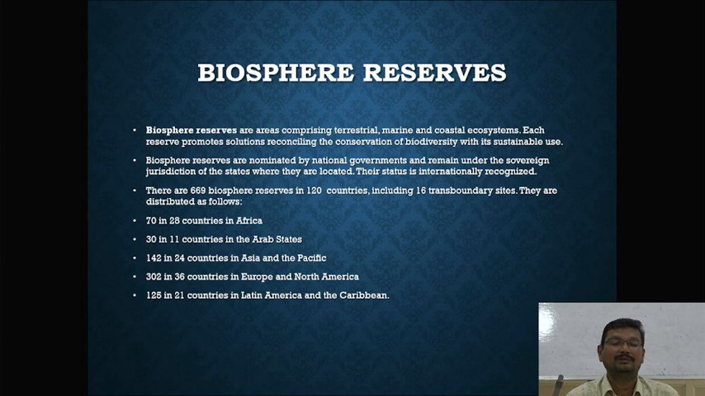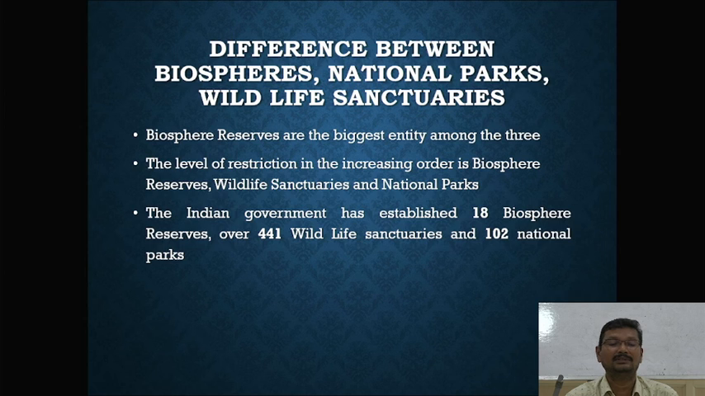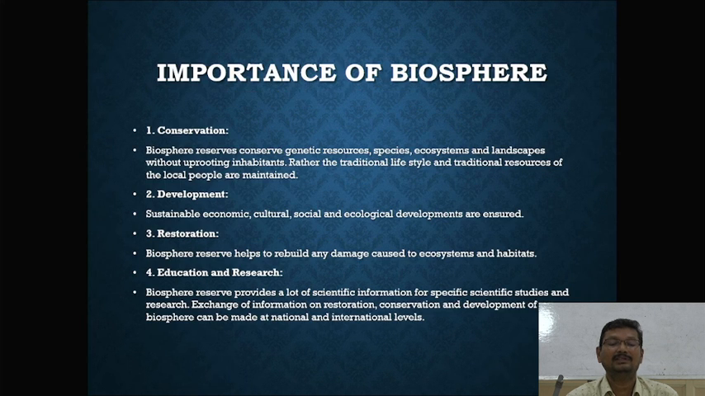Biosphere reserves. Zones of biosphere reserves. Difference between biosphere reserves, national parks, and wildlife sanctuaries. Biosphere reserves are the biggest entity among the three. The levels of restrictions in increasing order are biosphere reserves, wildlife sanctuaries, and national parks. The Indian government has established 18 biosphere reserves, over 441 wildlife sanctuaries, and 102 national parks.